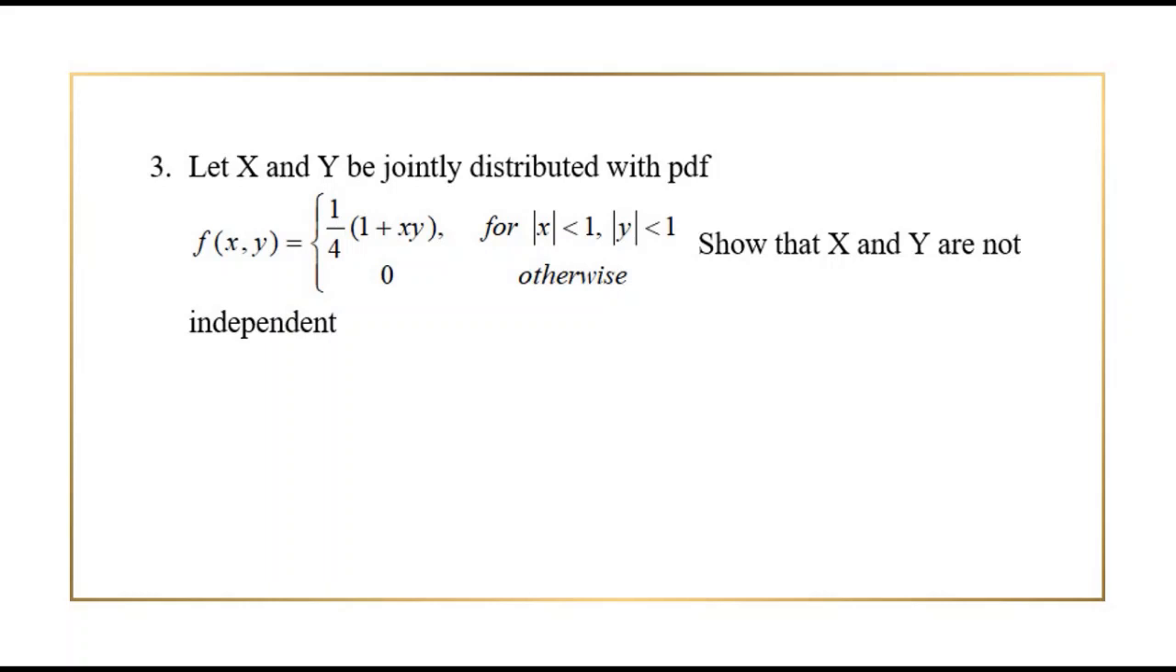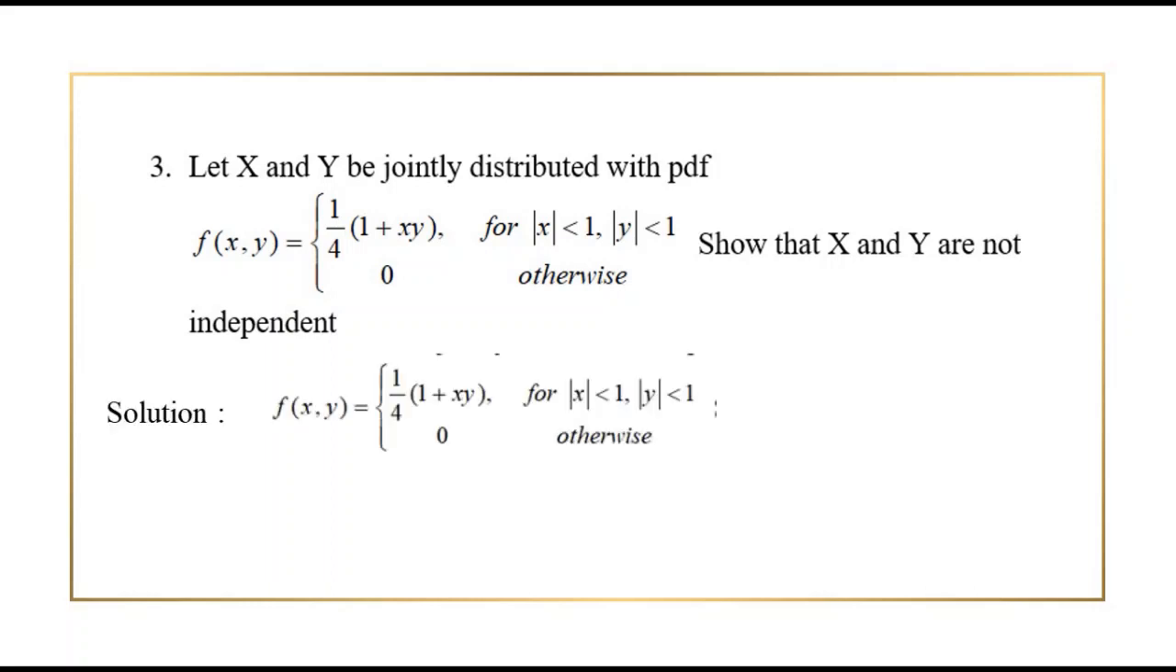Next question. Let x and y be jointly distributed with this PDF. Show that x and y are not independent. So here also we are going to draw the region where our joint PDF is defined. This is our region. Mod x less than 1 means x lies between minus 1 and plus 1. Mod y less than 1 means y lies between minus 1 and plus 1. Here also we get a rectangular region. So therefore we always get constant limits.